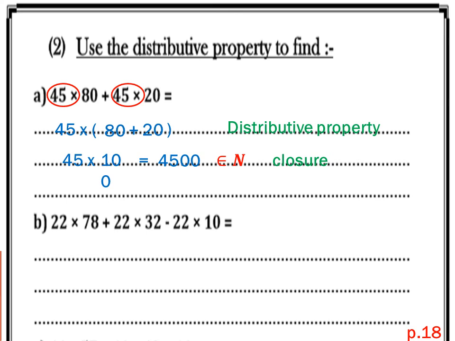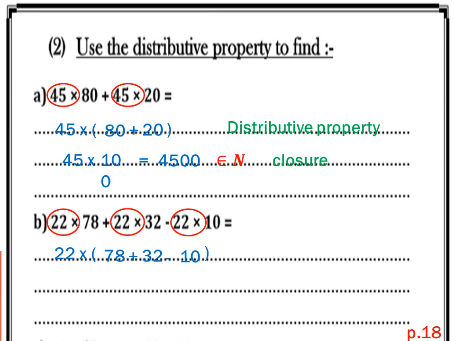And now in letter B, 22 times 78 plus 22 times 32 plus 22 times 10. Here also is a case 1. We are going to collect the repeated number and multiply. The repeated number here is 22. So circle 22 times, 22 times, 22 times. And write it only one time, like this, 22 multiply. Open bracket and write the rest. 78 plus 32 minus 10.